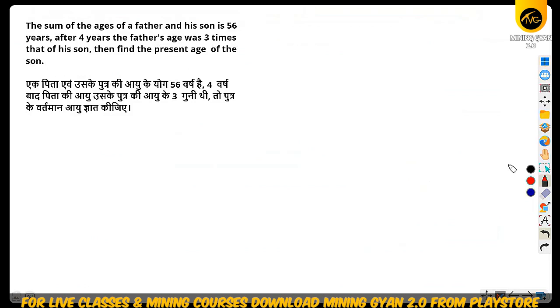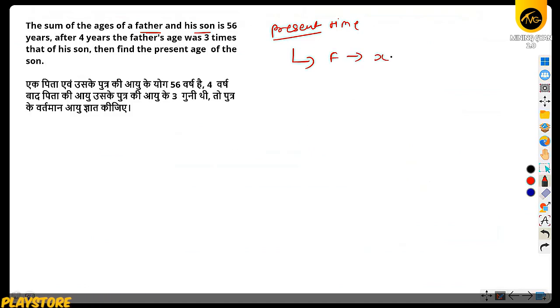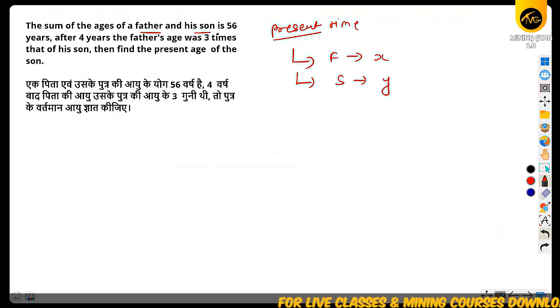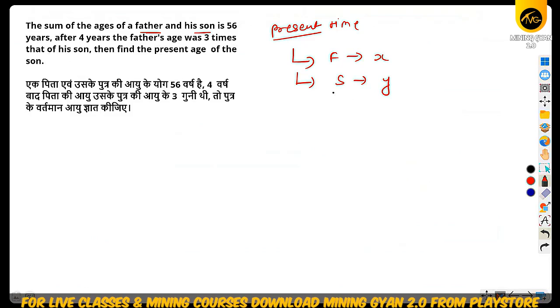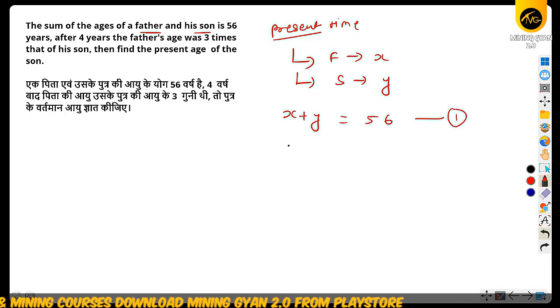So basically, suppose in the present time, the sum of ages of father and son. Suppose father's age is X and son's age is Y. Clear? The sum of the ages of father and son is 56 years. After 4 years, the father's age will be 3 times that of his son's age. Now just add these variables: X plus Y is equal to 56 years. Correct? Suppose this is equation number 1.